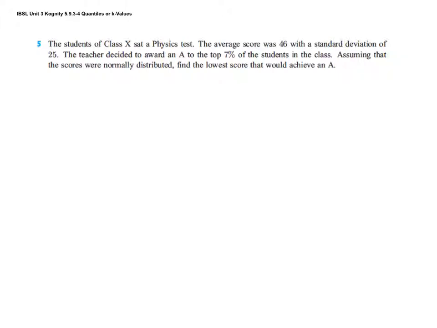Here we're trying to normalize the grades. The teacher said that the average score was 46 and the standard deviation was 25, so his scores were all over the place. Mu is 46, standard deviation is 25. Now, he wants to give an A to the top 7%. I mean, the probability is x greater than some point.